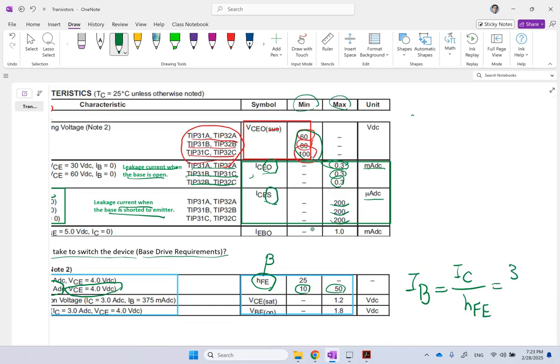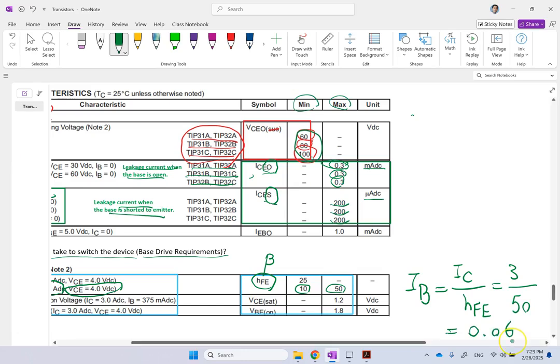So that is 3 amps and the gain is 50. If we go with the max of it, you can see that 3 over 50 is basically 0.06 amps, or you can say 60 milliamps. If you want, you can say 60 milliamps is the current in the base, and with that you can now determine what resistor you need in the base path, and so on and so forth.